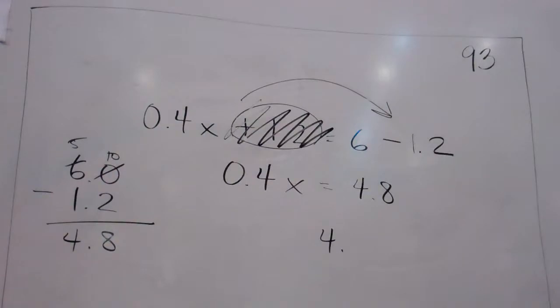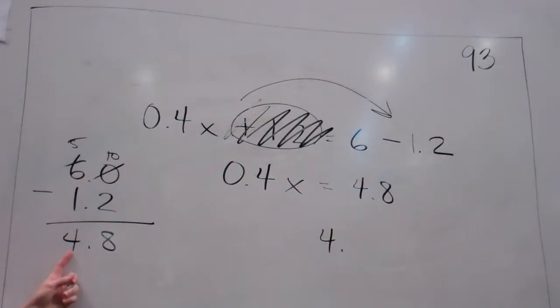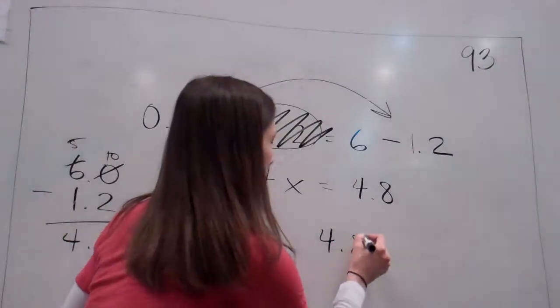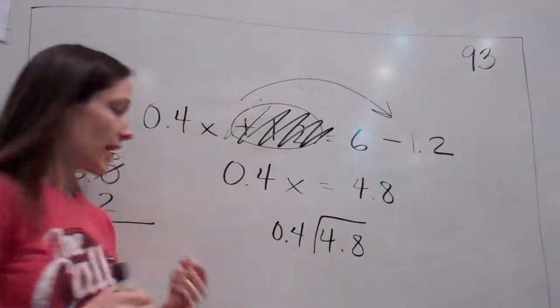Okay? So 6 minus 1.2 is over here, and we end up getting 4.8. You see that, darling? Yes. No, I understand. Okay. So now we're going to take this 4.8 and divide it by 0.4.